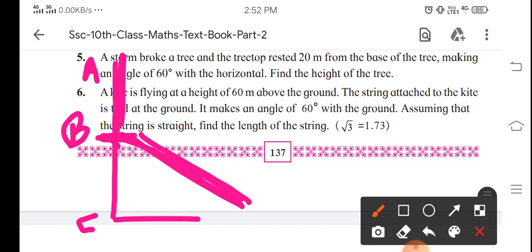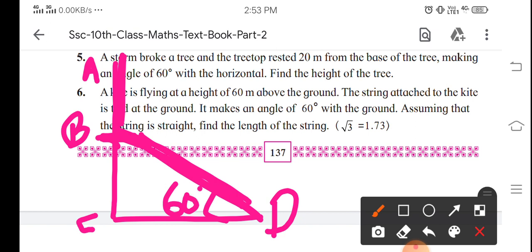That they are telling. Okay, so suppose this is D. So that means from this, यहाँ ऊपर से नीचे की तरफ, so this will be our angle 60, and they have given CD that is 20, right? And we have to find the height of this. What we have to find? Height of the tree. I think this question is clear, right?